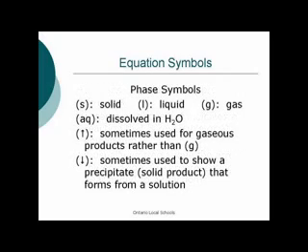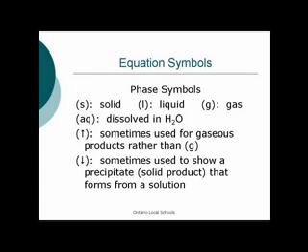When you see an S in parentheses following a chemical formula, it indicates that it's a solid. An L in parentheses indicates that it is in a liquid phase. G in parentheses indicates that it's in a gas phase. AQ represents something that is dissolved in water.